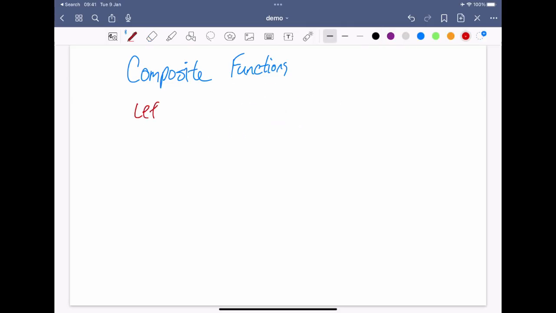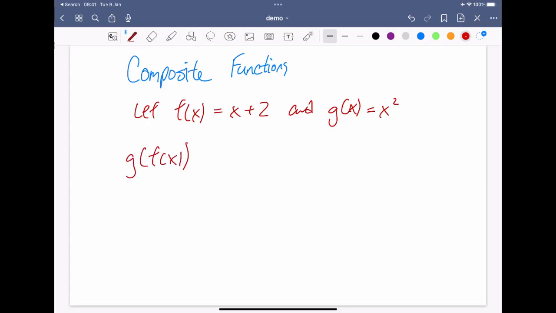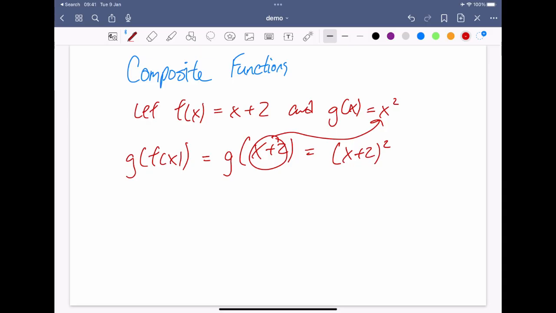So let's let f of x equal x plus 2 and g of x equal x squared. So let's solve g of f of x. That equals g, because f of x equals x plus 2, we'll put that in brackets, x plus 2. And because of g of x, we're replacing this entire term and putting it into the x. So we would have x plus 2 squared. And this is our expression for g of f of x.